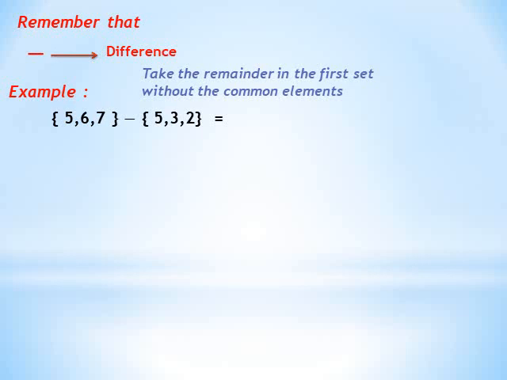So mister, it says take the remainder in the first set without the common. That means we remove our common elements first. Which is the common number? Yes, I found 5 here and 5 here. So I will cancel them. I will cancel 5 and 5. So I take the remainder. But wait, remainder in what? Let's read that again. Take the remainder in the first set. I will take the remainder in the first set only. So what will I take? I will take 6 and 7.